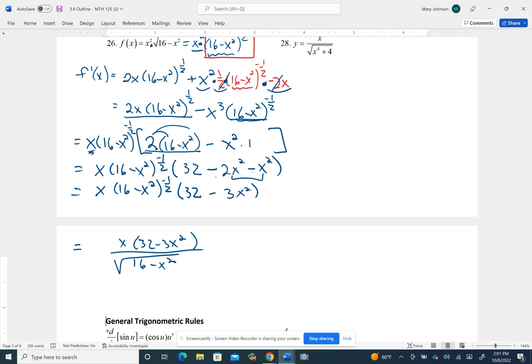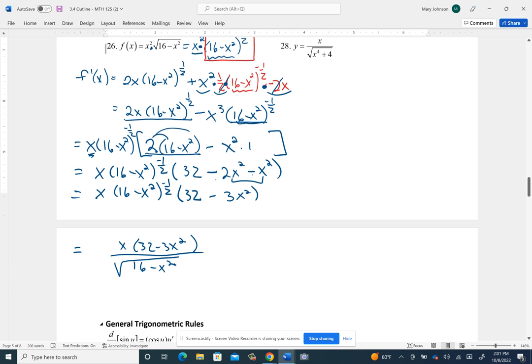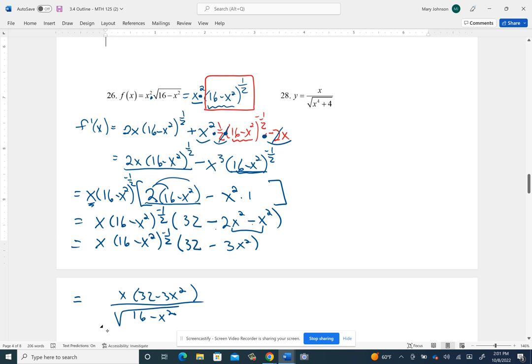All right, so take a moment, pause the video if you need to make sure that part makes sense. And then we're going to do 28, which is another messy algebra problem, basically. Has a quotient rule in it, though. All right, so let's take a look at 28.